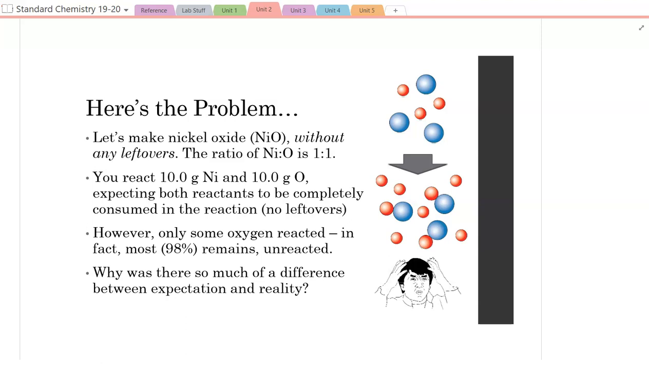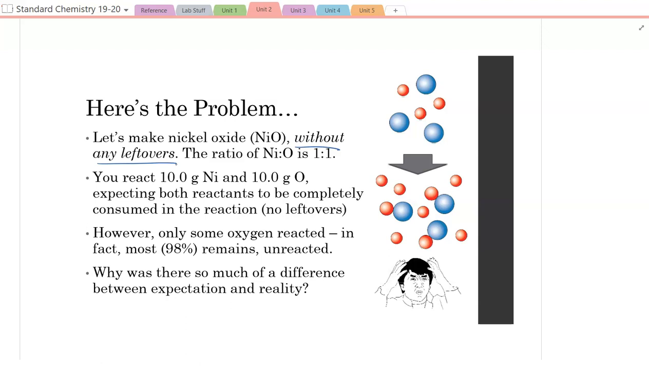But first, let's present a problem. Let's say we want to make some compound like nickel oxide. Nickel oxide is composed of 2 elements, and they combine in a 1-to-1 ratio of nickel and oxygen, but we're going to try to do it without any leftovers. So all the atoms of nickel and all the atoms of oxygen will combine. Now, of course, like we said, we can't actually get a scoop of atoms by counting them because we can't really see them.